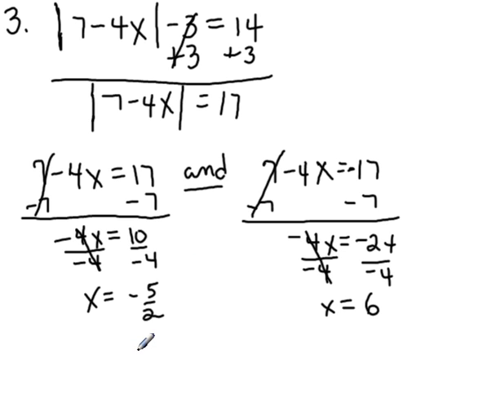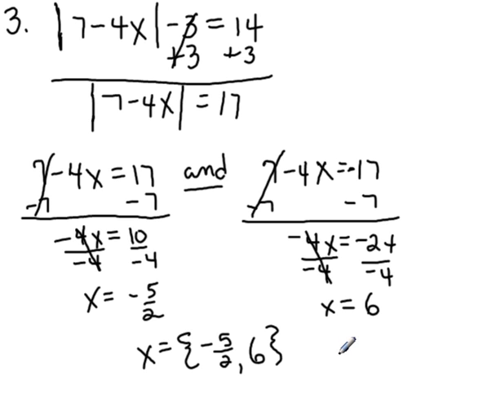So my solution is x equals, and I'm using set notation. This is the set of numbers that make up my solution. We always put them in order least to greatest, so it's negative 5 over 2, comma 6. And that's my final answer.